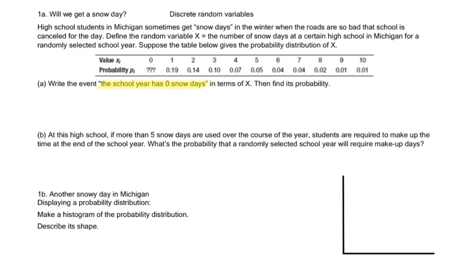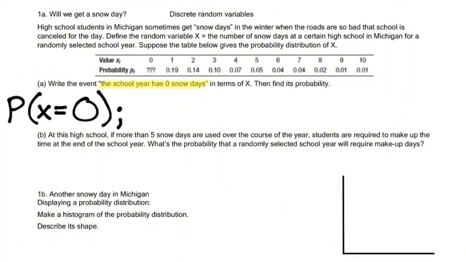High school students in Michigan sometimes get snow days in the winter when the roads are so bad that school is canceled for the day. Define the random variable x equals the number of snow days at a certain high school in Michigan for a randomly selected school year. Suppose the table below gives the probability distribution of x. Part A. Write the event the school year has 0 snow days in terms of x, then find its probability.